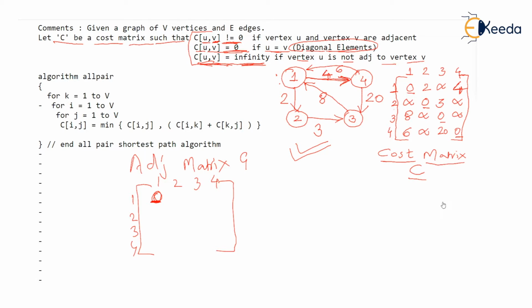Let's fill other entries in the matrix just for comparison. 1 to 2 will be 2. You observe there is an edge from 1 to 2 and the weight is 2. 1 to 3 is 0.